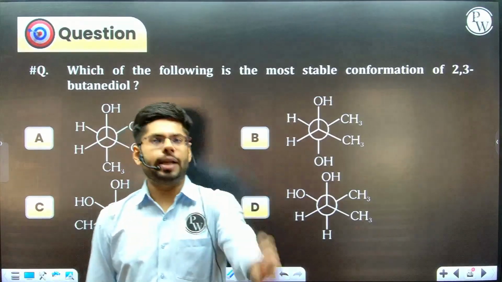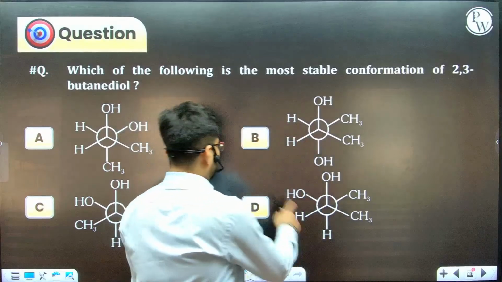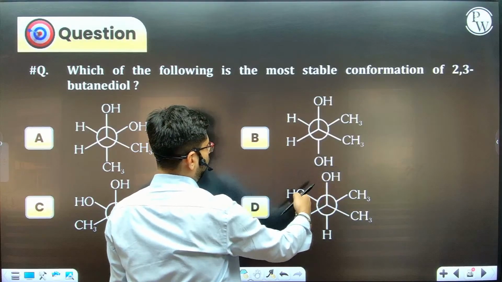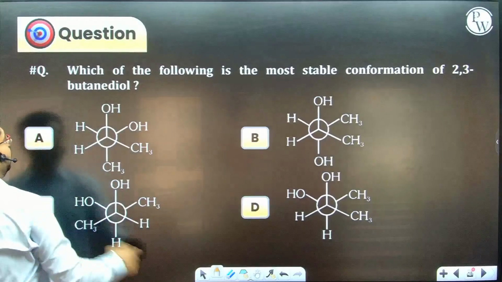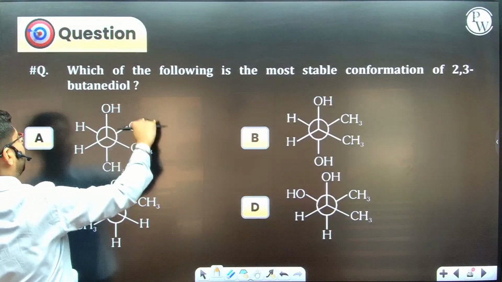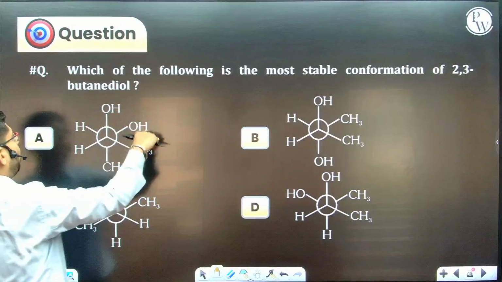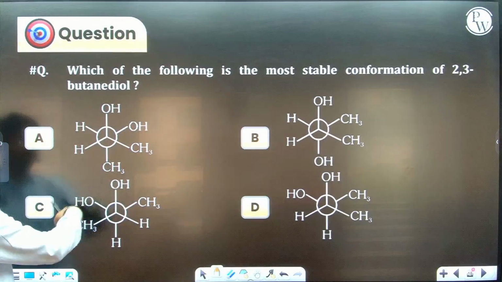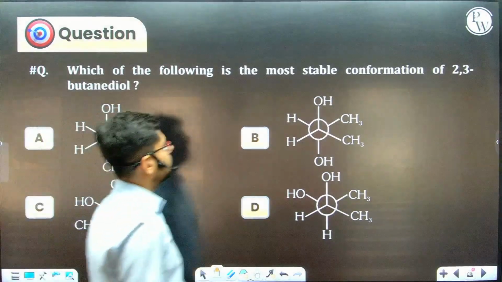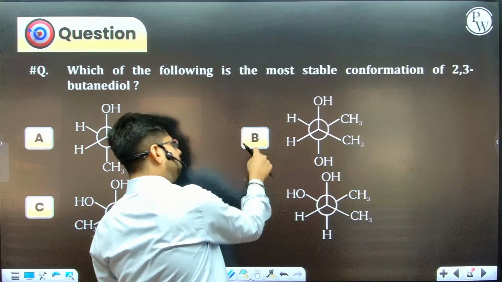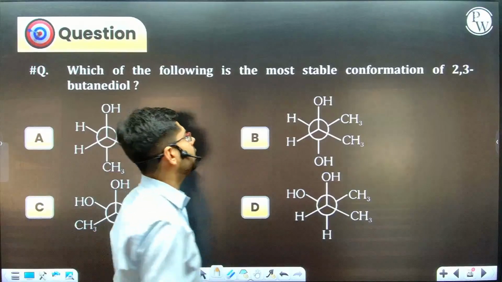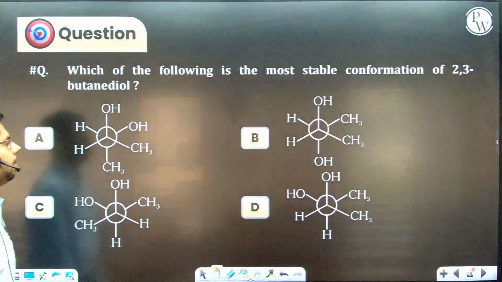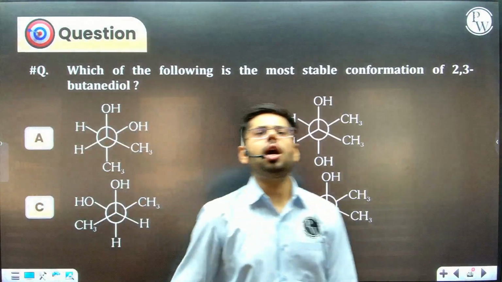then give priority to it for stability. If you look at D, there is intramolecular H bonding between H of this and O of this. If you look at A, there is intramolecular H bonding between H of this and O of this. So between O and H, there is intramolecular H bond in A. Also in C and D, there is scope for intramolecular H bond. But in B, there is no scope for intramolecular H bond. So B is straight away ruled out, B is out.